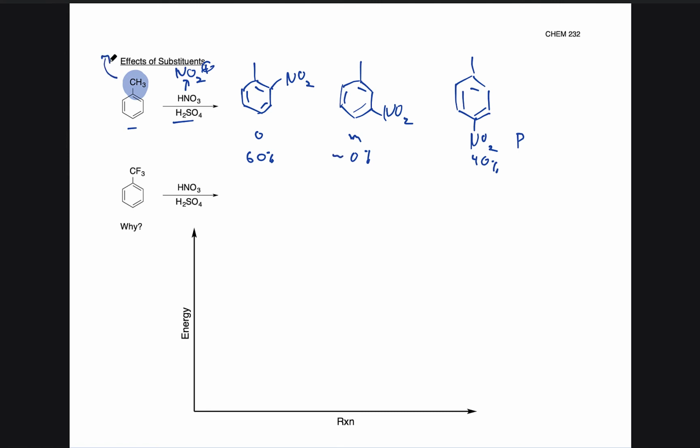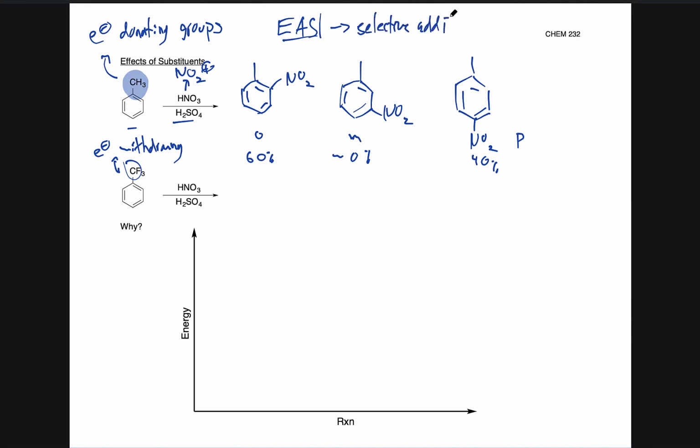Okay, and this is because the methyl group here is an electron donating group. We'll see why that matters in a little bit. But because we could have these electron donating groups, or if we have electron withdrawing groups, it changes the reaction, right? So these electrophilic aromatic substitution reactions, the EAS reactions, allow for selective additions of groups.